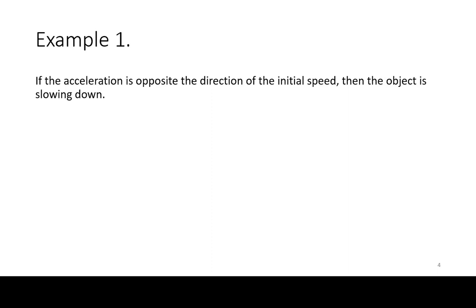Example 1. If the acceleration is opposite the direction of the initial speed, then the object is slowing down. The key quantities to highlight are acceleration and speed, as well as the relationship of their direction and the effect.